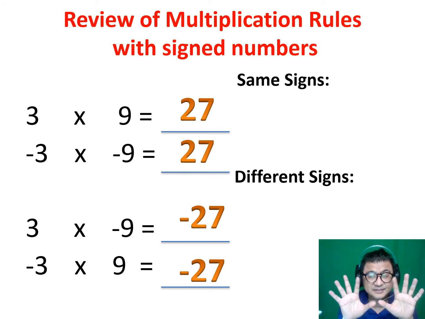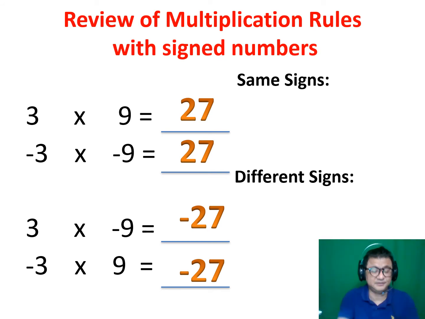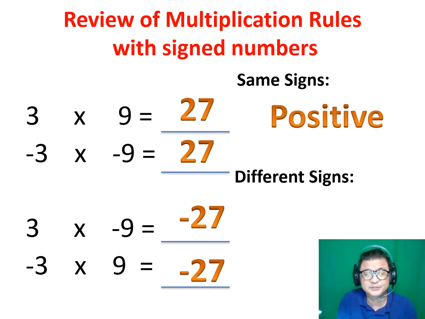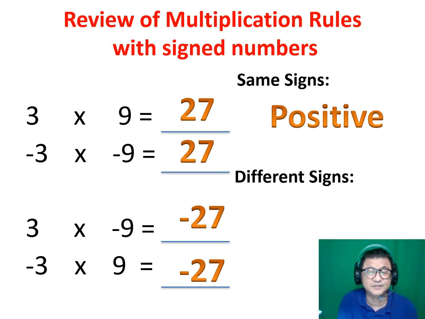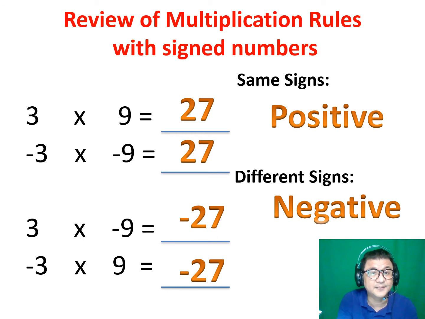Look at my hands. Same signs, positive. So write it down. Same signs, positive. And different signs, look at my hands. Different signs, negative. So that's how we multiply.